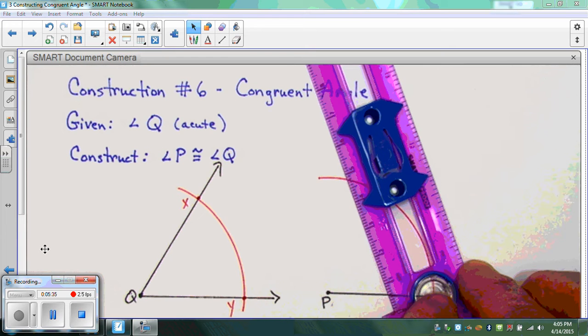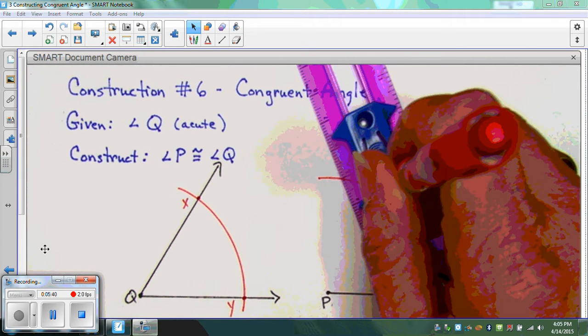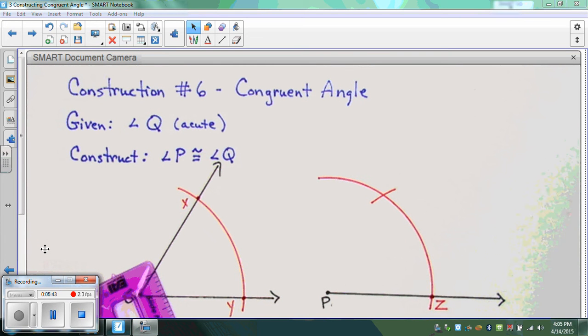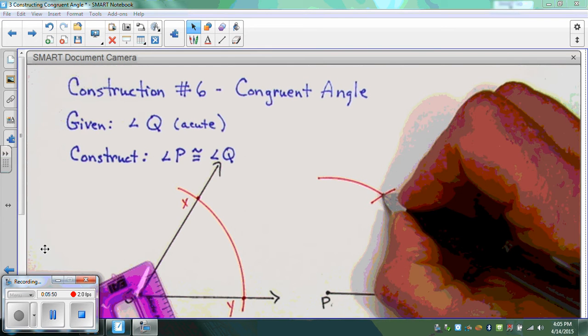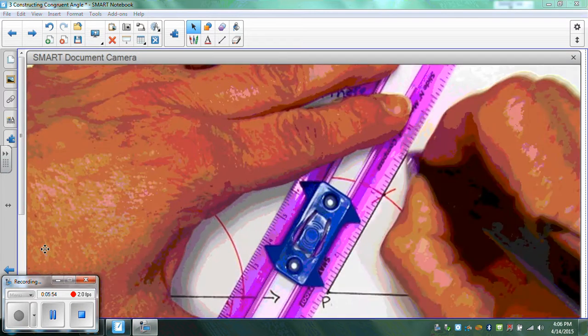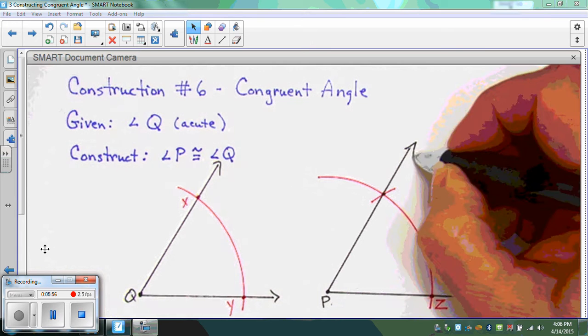And now we're going to move and put the center at Z and use that same measurement and crisscross our favorite arc we drew earlier. Okay? Now we're done, almost. This point where they intersected is on the side of the angle I need to draw to finish my congruent angle. How do those look?